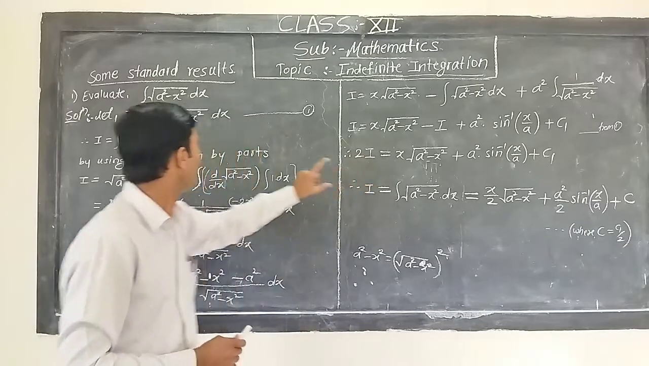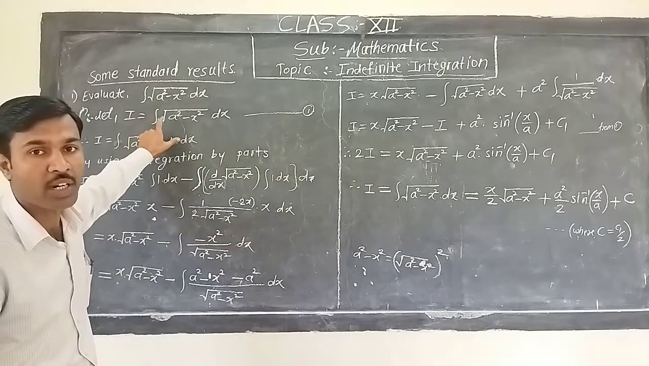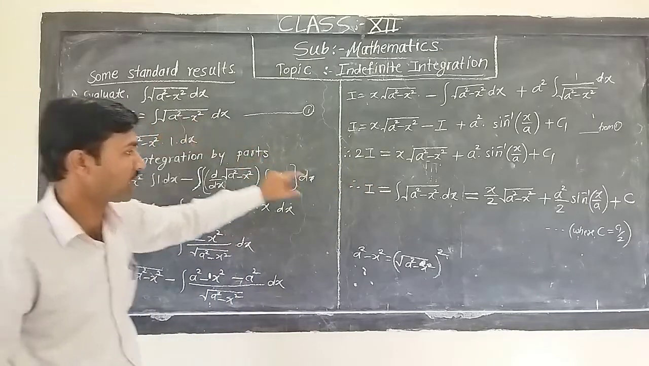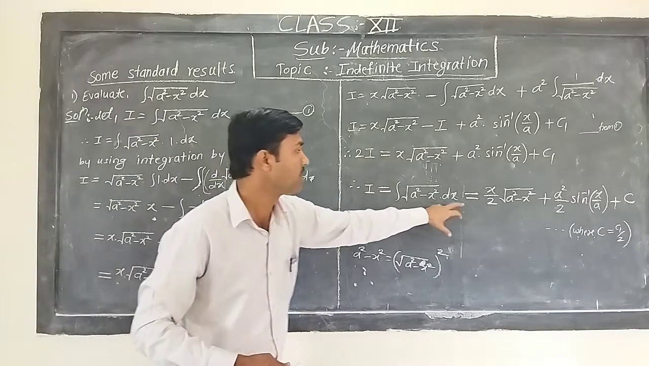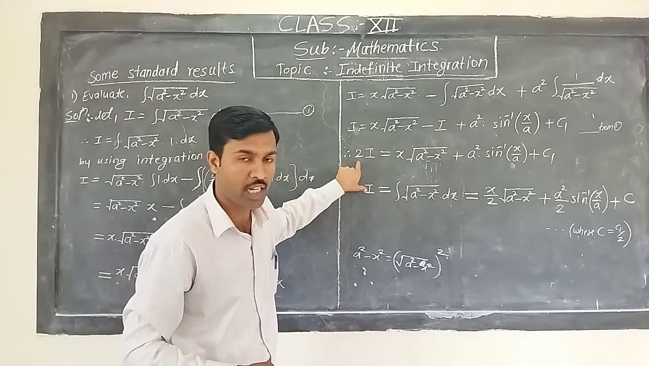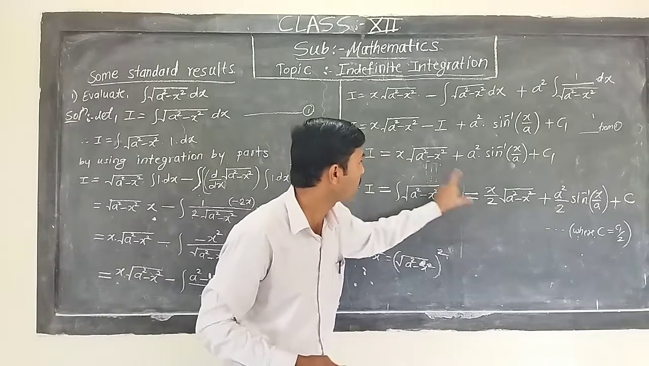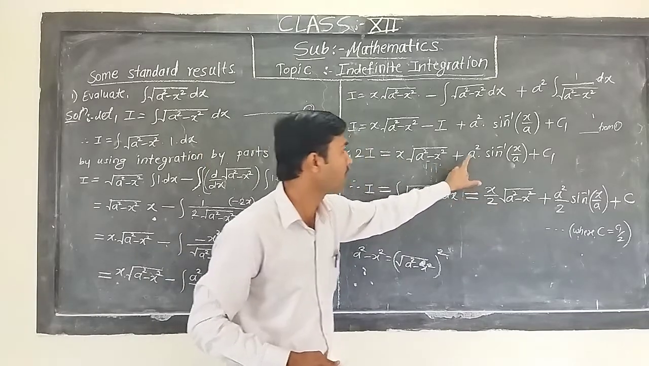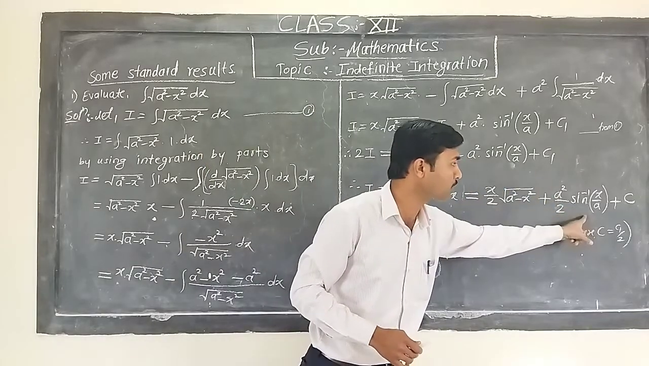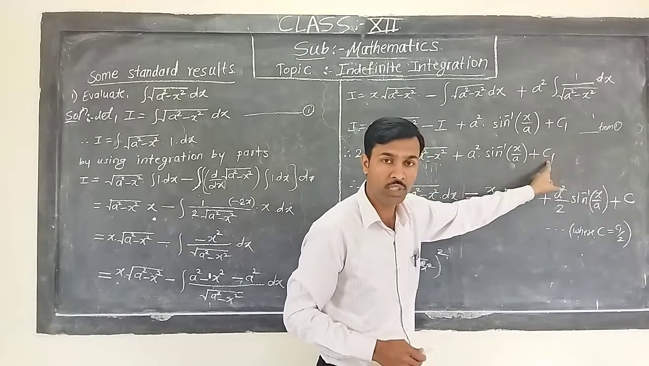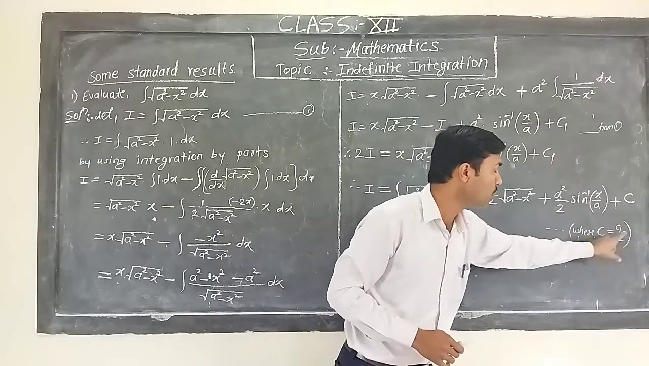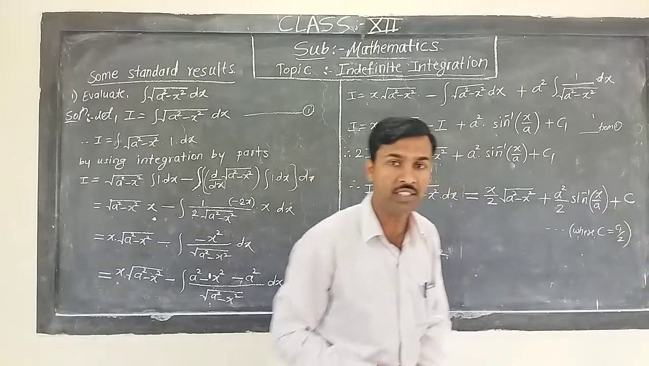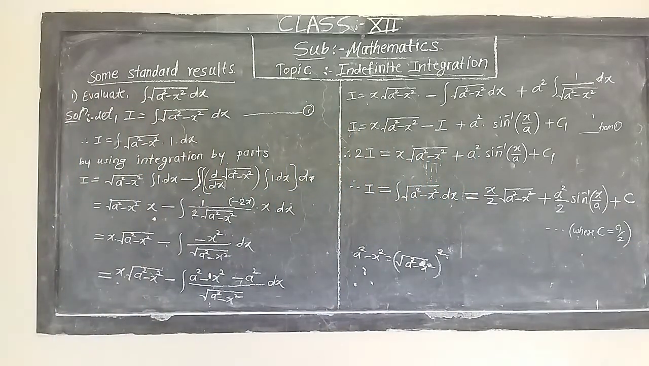But what is I? I is the integration of under root of a square minus x square dx. It is equal to, after dividing by 2, x upon 2 into this term, after dividing by 2, a square by 2 into sine inverse of this term, and after dividing this c1, it will be c1 by 2, which I have taken as a capital C. Here is the solution.